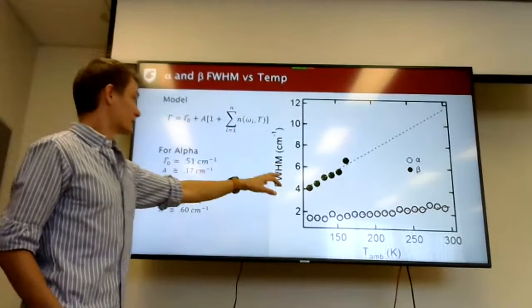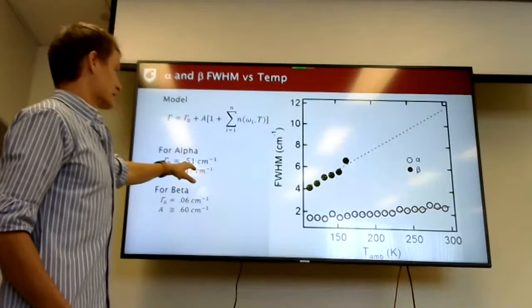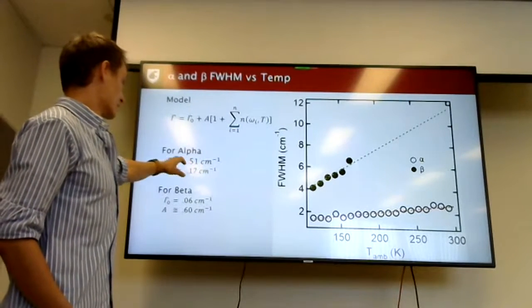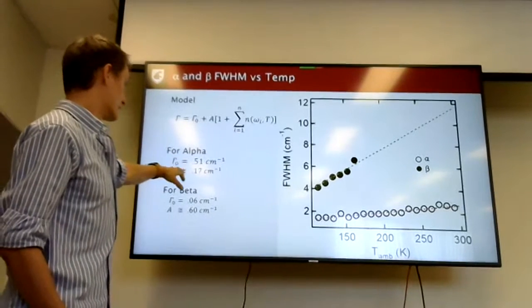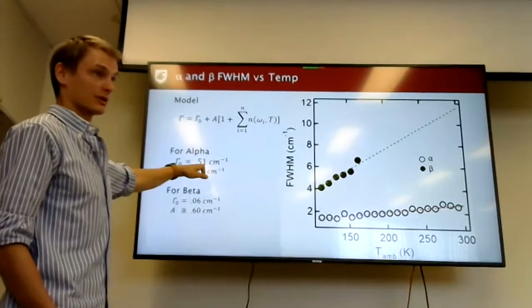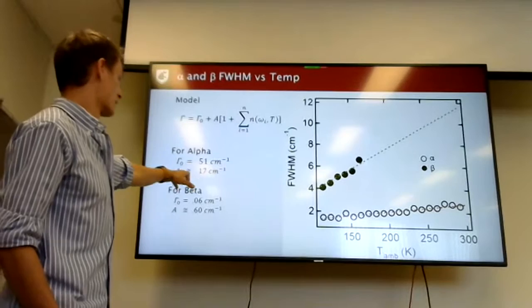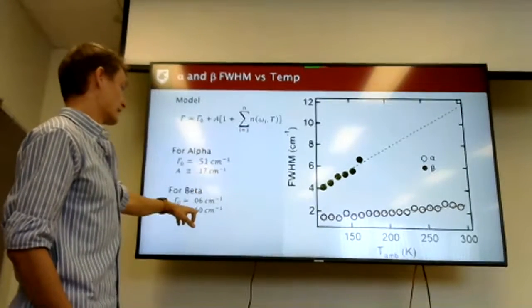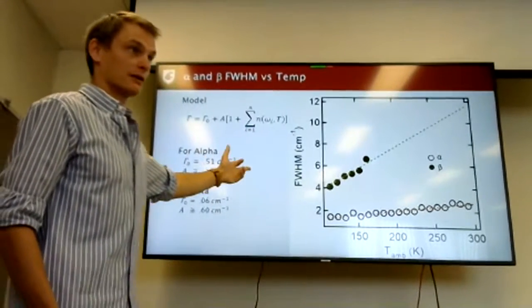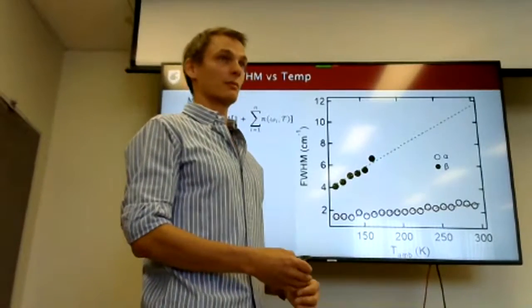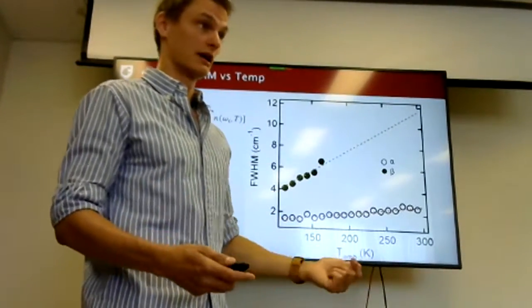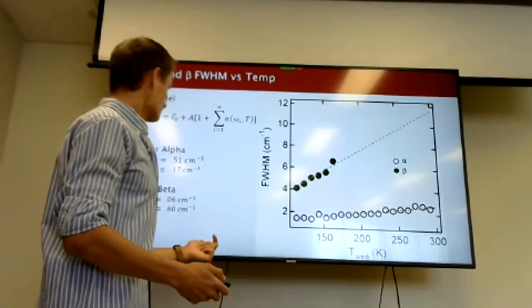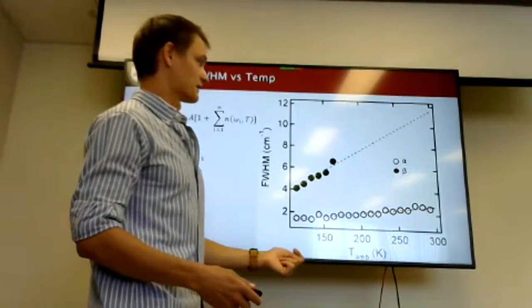So we curve fit these to our model, and what we get is the gamma knot term, which is less interesting. But this A term, the anharmonic coupling term, is what we want to focus on. The anharmonic coupling term for beta is about 3 times what it is for alpha. And what that means is that we expect the anharmonic phonon processes to be more dominant in beta than in alpha.